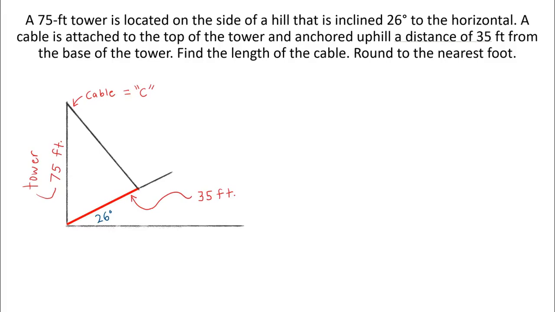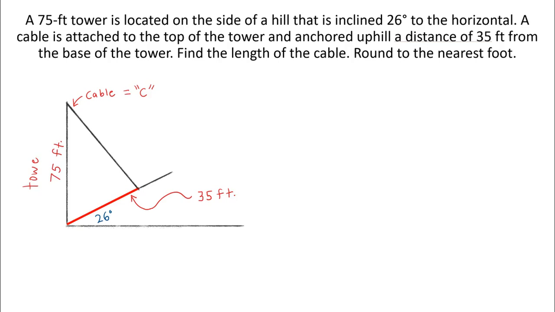This example says that a 75-foot tower is located on the side of a hill, and that hill is inclined 26 degrees to the horizontal. A cable is then attached to the top of the tower and anchored uphill a distance of 35 feet away from the base of the tower. And we need to find the length of that cable and round to the nearest foot.